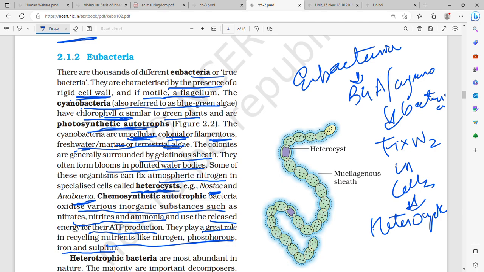So eubacteria or true bacteria are categorized by the presence of a rigid cell wall. If they are motile, then they have a flagellum. Cyanobacteria is also referred to as blue-green algae, and they have chlorophyll A, which is similar to green plants.